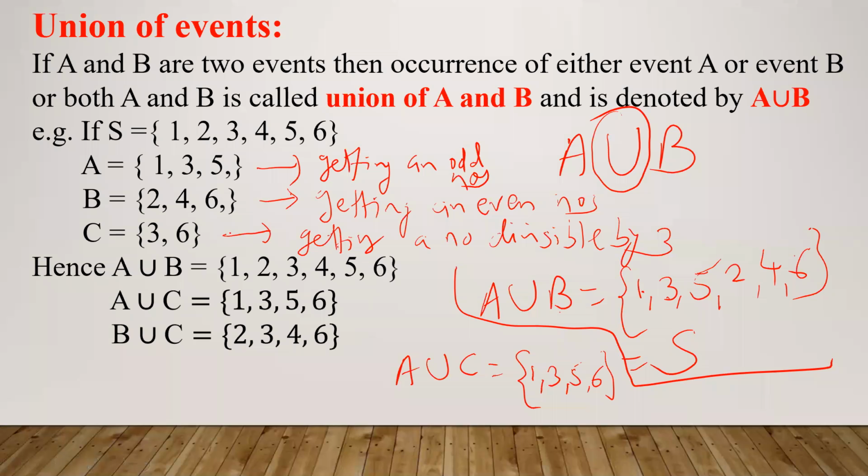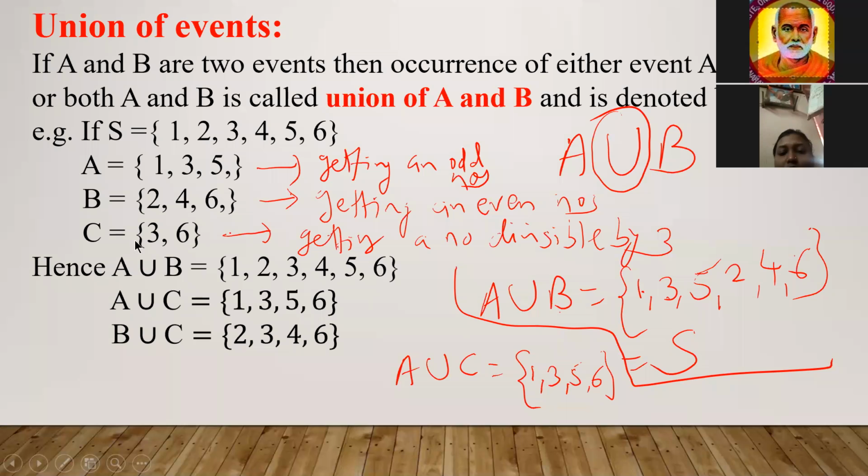When I roll a dice, and if I get any of these numbers, 1 or 3 or 5 or 6, I will say that A union C has occurred. Meaning, if 1 comes on the uppermost face of the dice, that means A has occurred. If 3 comes, then A and C both have occurred, because 3 is in A as well as in C. 3 is an odd number as well as divisible by 3. So I will say that A and C both have occurred. If 5 comes, then A only has occurred. If 6 comes, then C has occurred.